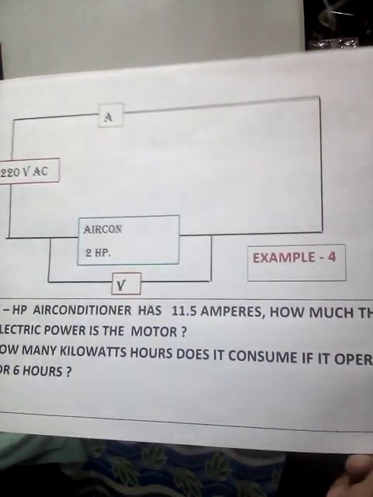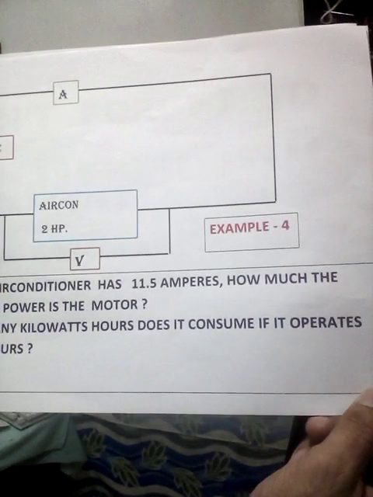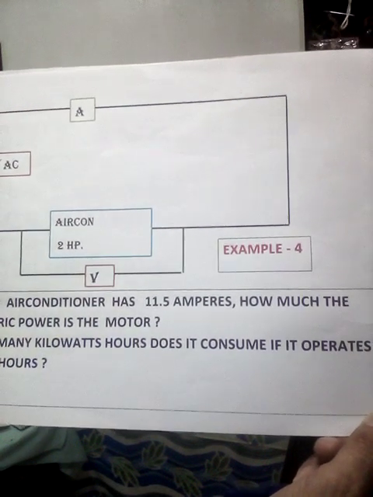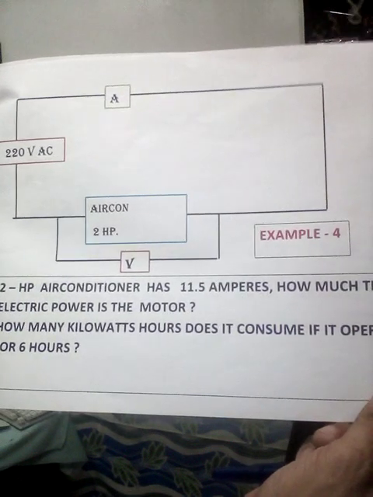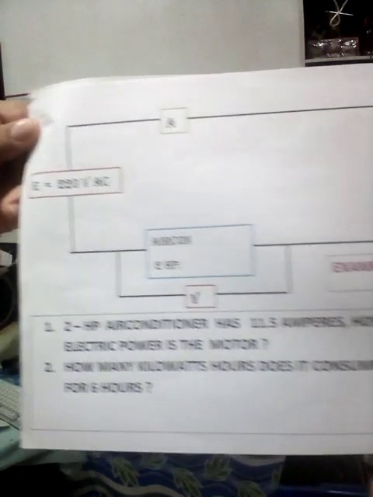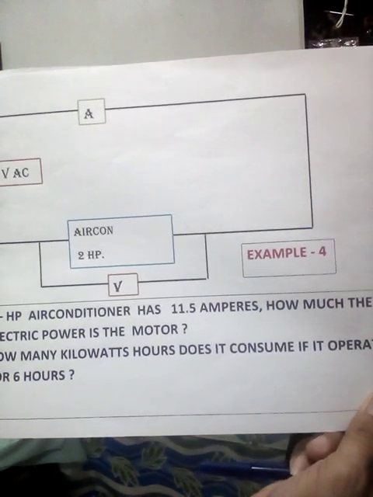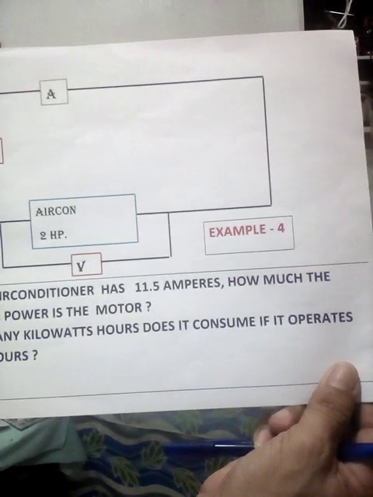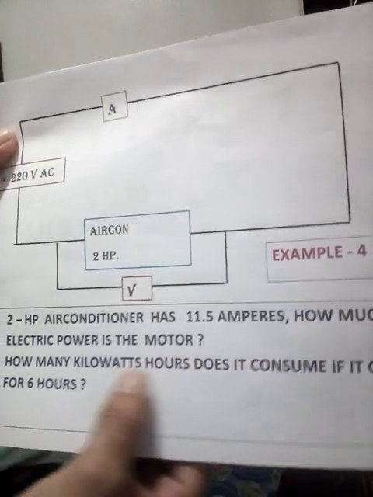Number 1, a 2 horsepower air conditioner has 11.5 amperes. How much is the electric power of the motor? And the second question, how many kilowatt-hours does it consume if it operates for 6 hours? So kung i-operate po natin for 6 hours, ilang kilowatt-hours ito ma-consume. So i-solve po natin itong number 1.